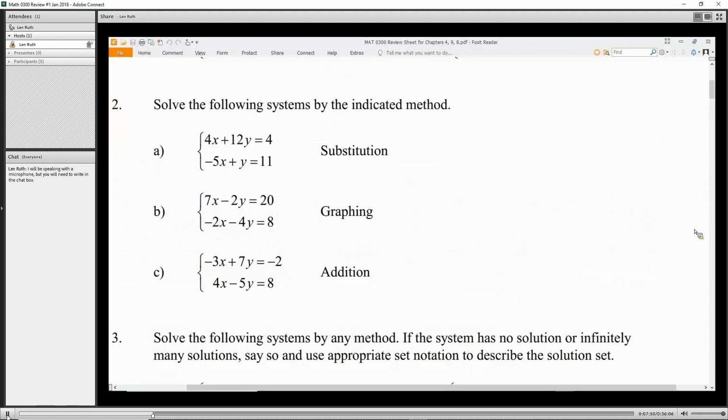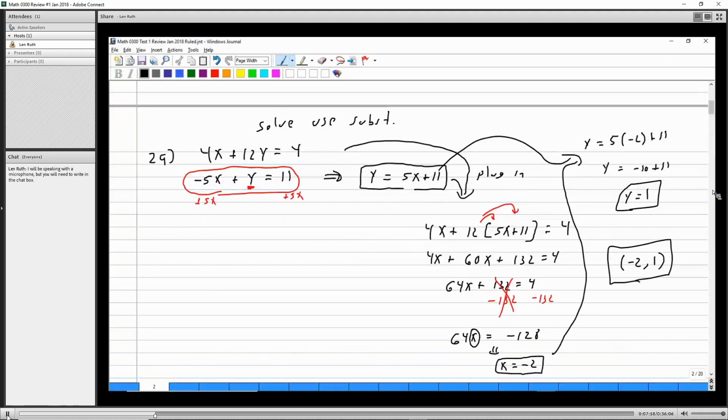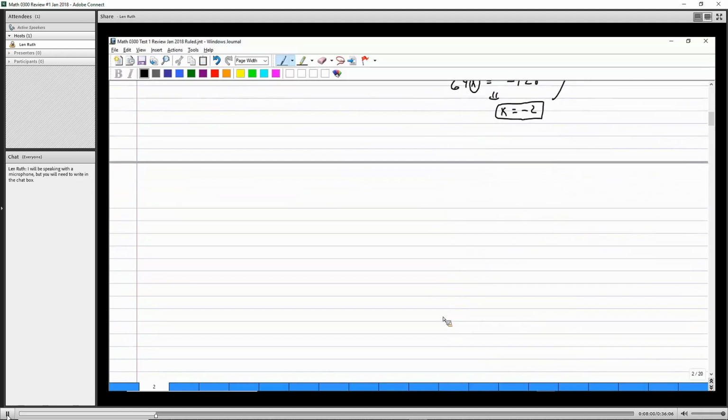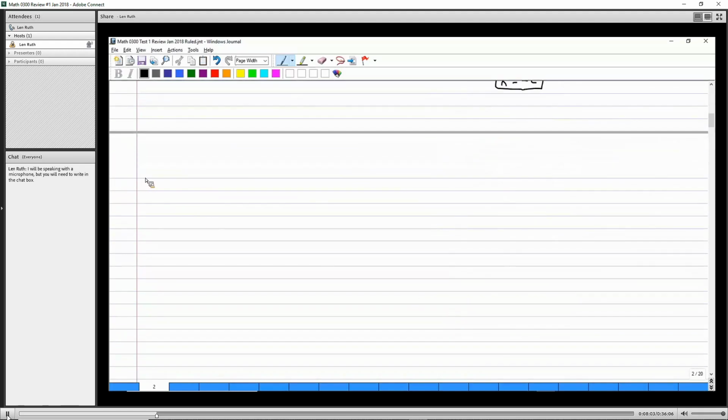B, that's going to be a little trickier to do because it's graphing. So I'm going to be using a computer program that's kind of nice for this. But let me first copy it. And some of the work I'll do here, but some I'll do on the computer itself. So B, 7x minus 2y is 20. The other one is negative 2x minus 4y equals 8.